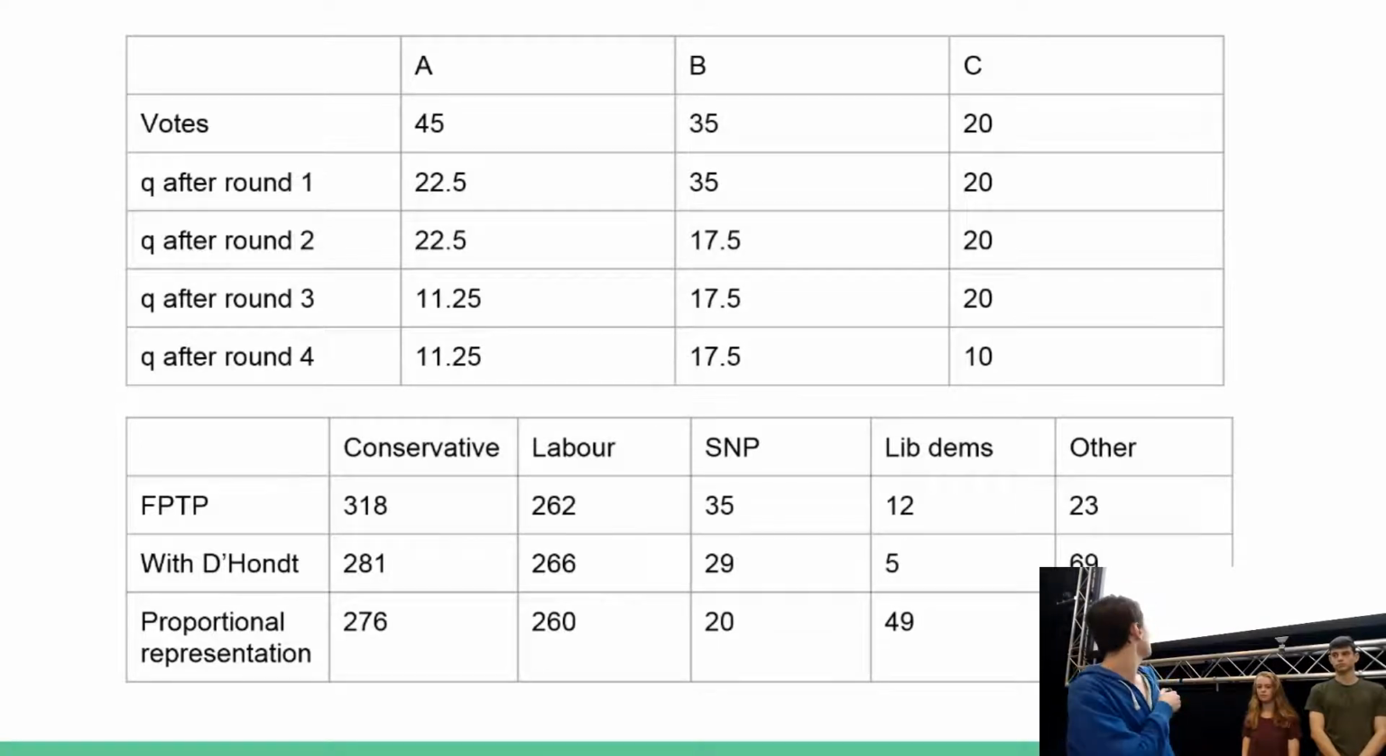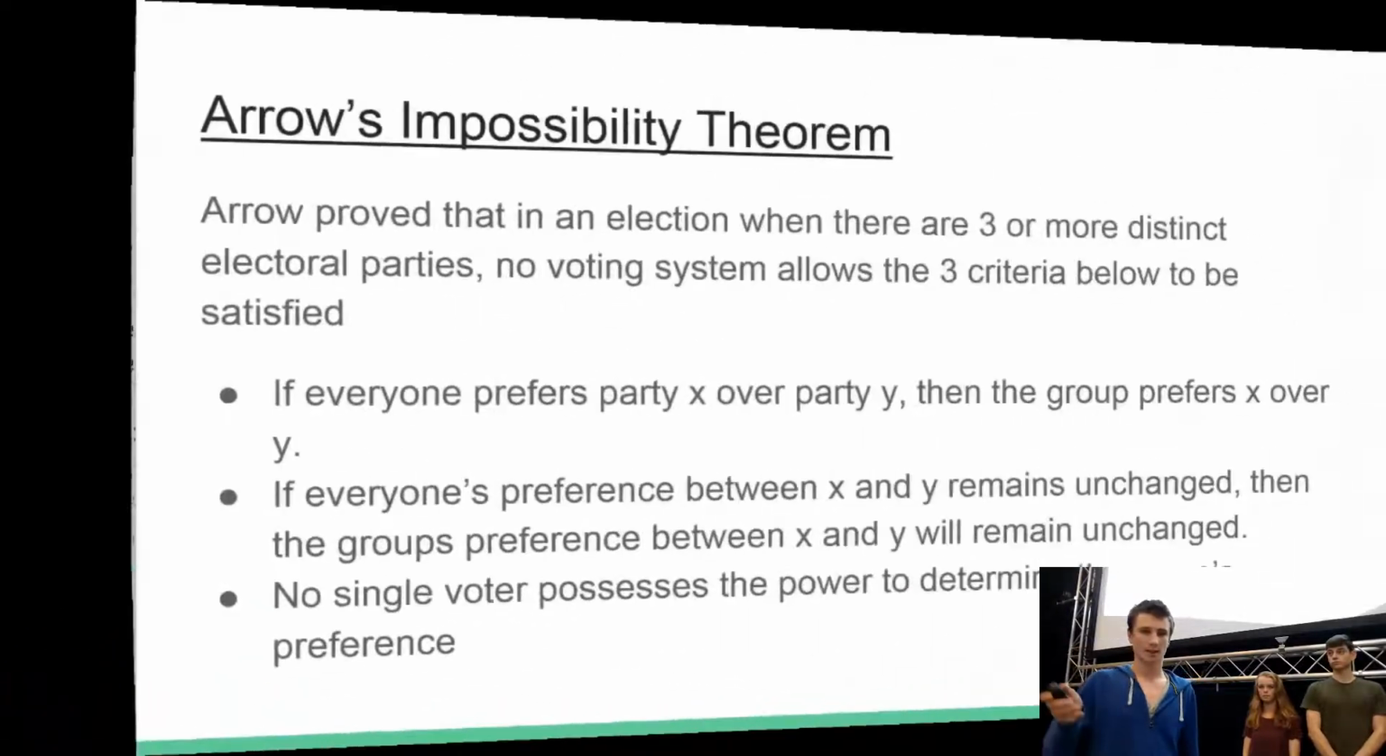So as you can see, the Conservatives and Labour did slightly better if it had been first past the post, but the Hunt method favours larger parties more than a typical proportional representation, and this shows that the Hunt method is sort of like a halfway point between normal proportional representation and first past the post.